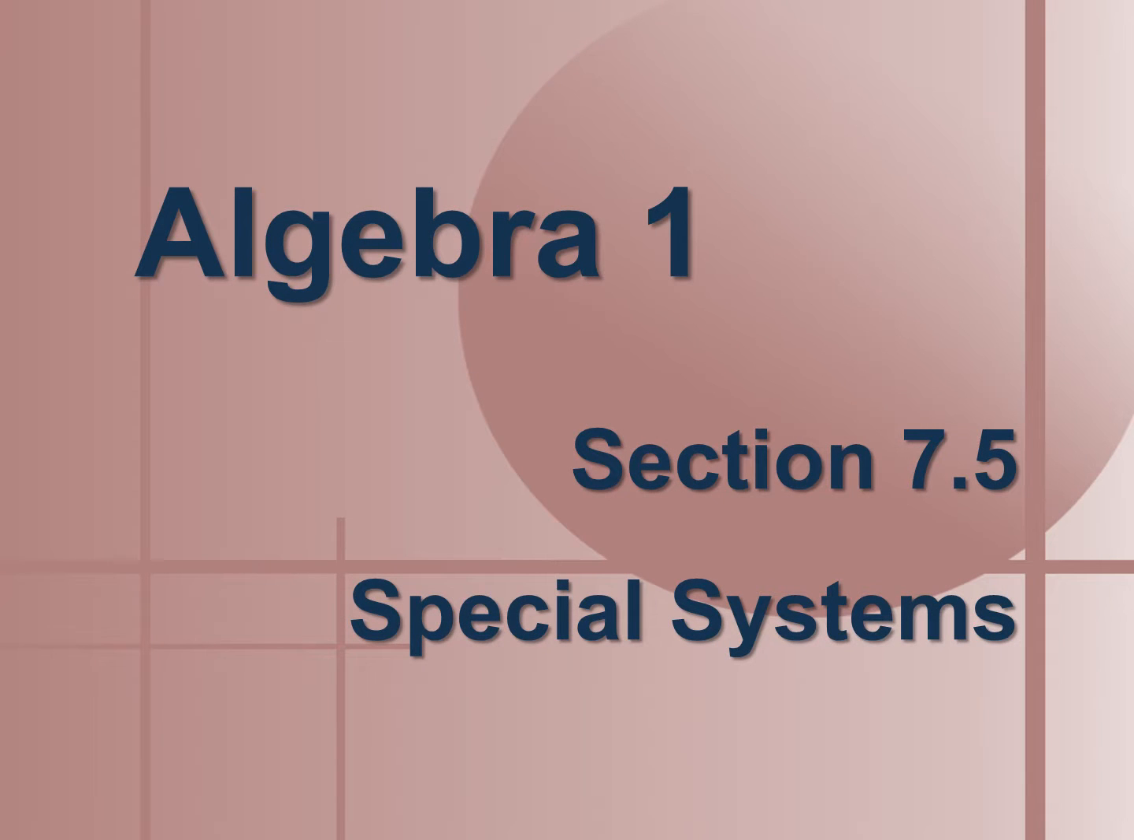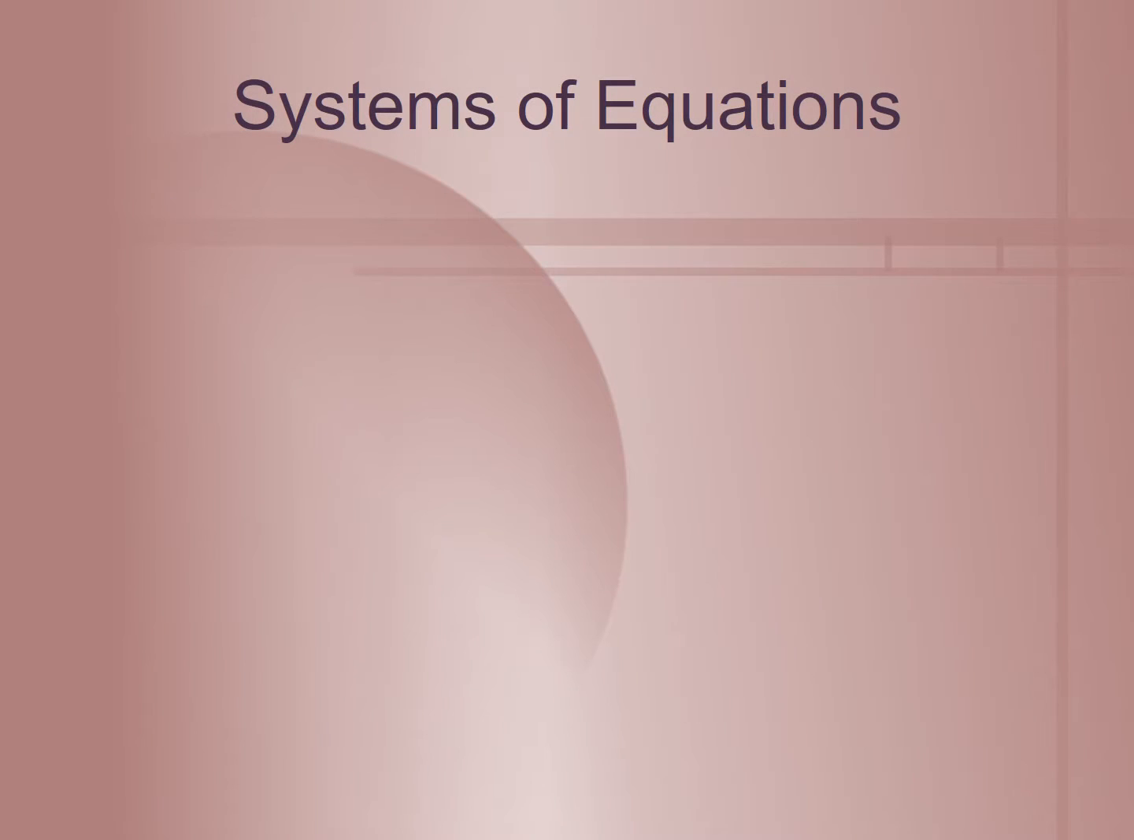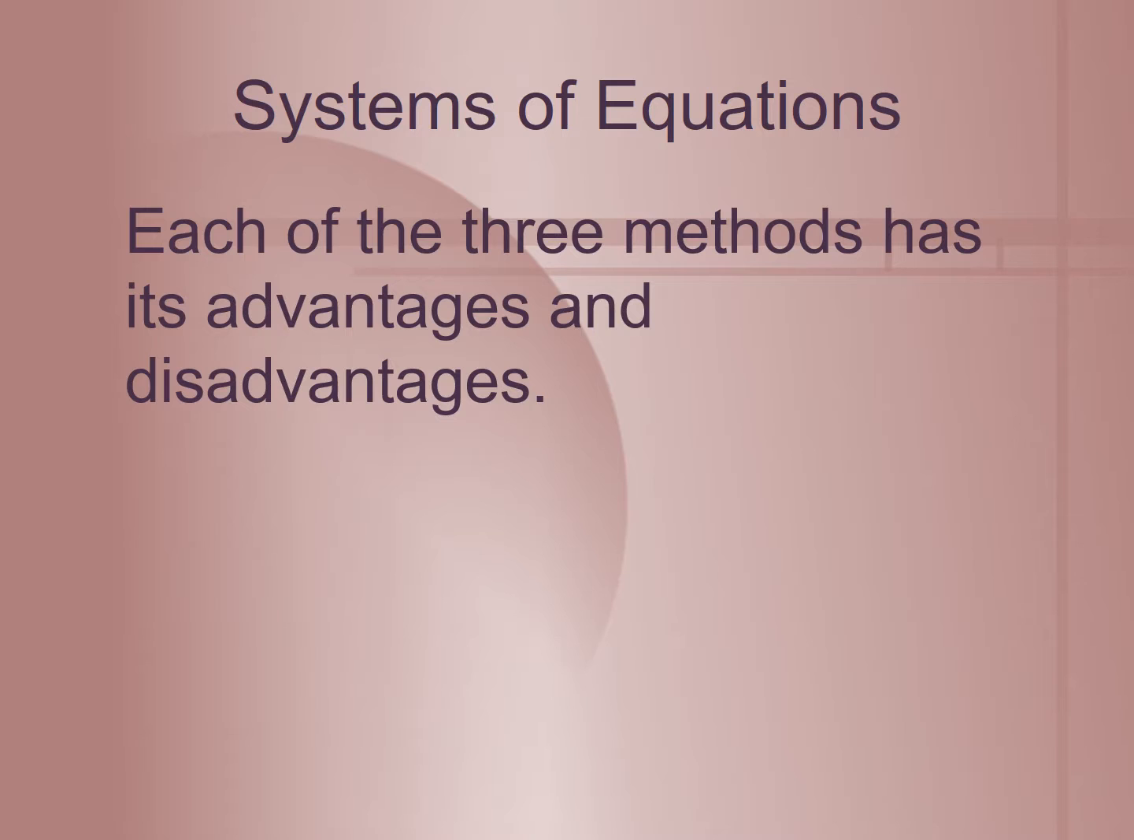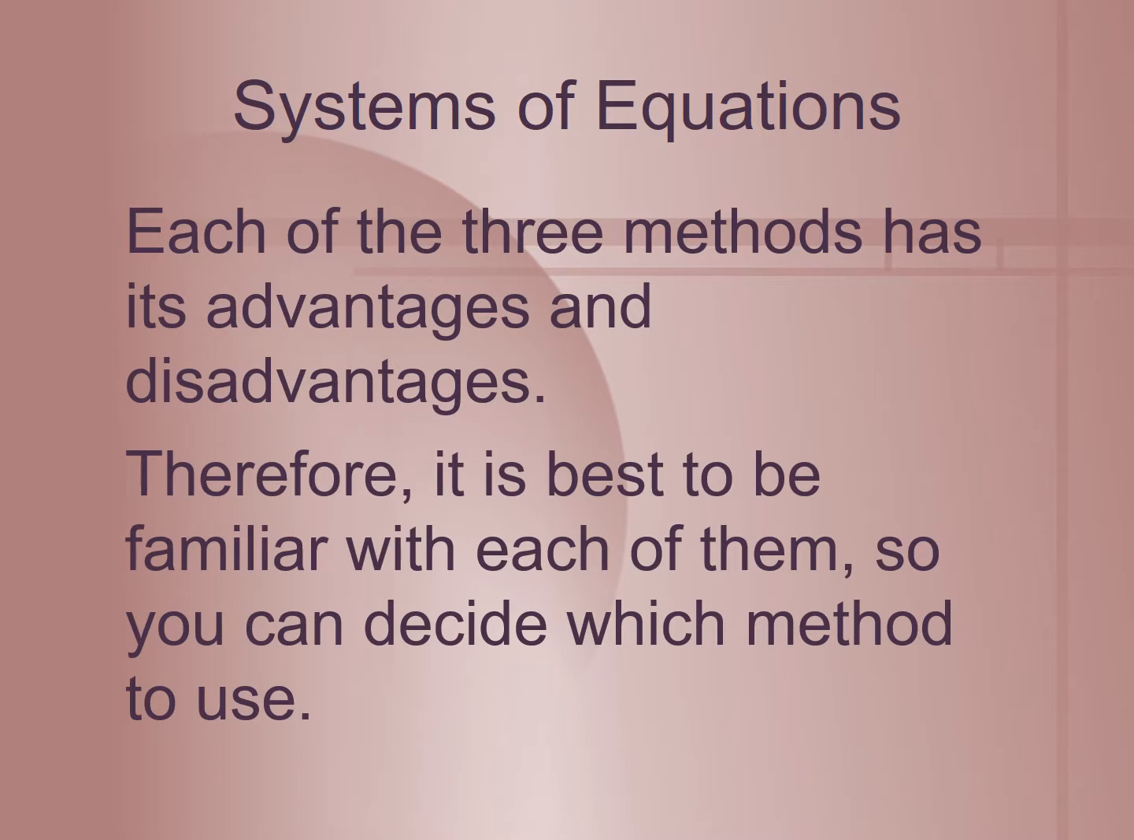Now that we have discussed the three different methods on how to solve a system of equations, we are now going to talk about special systems. Each of the methods that we discussed so far has advantages and disadvantages. The main idea is to try to pick the best method to solve the system. The more familiar you are with each method of solving a system, the easier it's going to be to decide which method would be best to use.